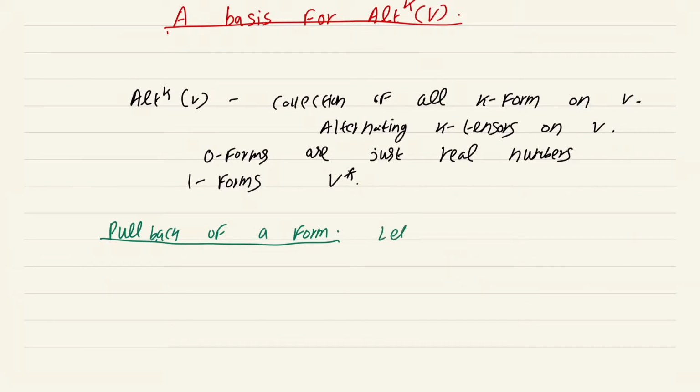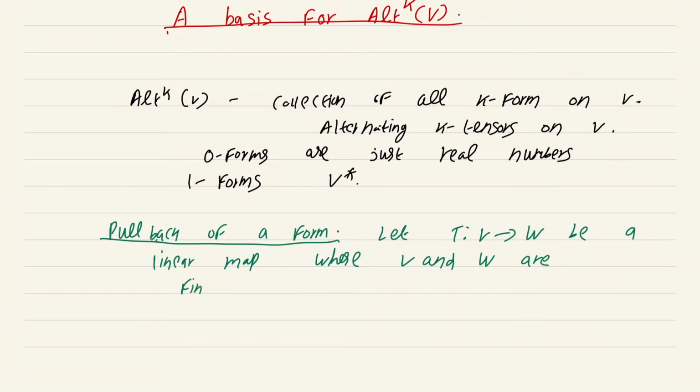Let T from V to W be a linear map, where V and W are finite dimensional real vector spaces. As I have remarked before, if I don't mention what V or W are, you should take it as a finite dimensional real vector space. We will be throughout considering only finite dimensional real vector spaces in this section of the course.